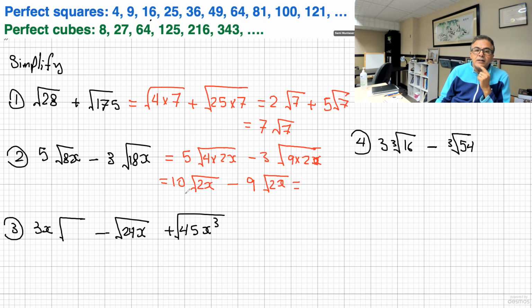And now they become like terms because what's under the radical is the same in both, so they're like terms. So you just add the coefficients, and here you're subtracting. 10 minus 9 is 1. So that will be just 1 root 2x, and you don't even have to write the 1, so just root 2x.